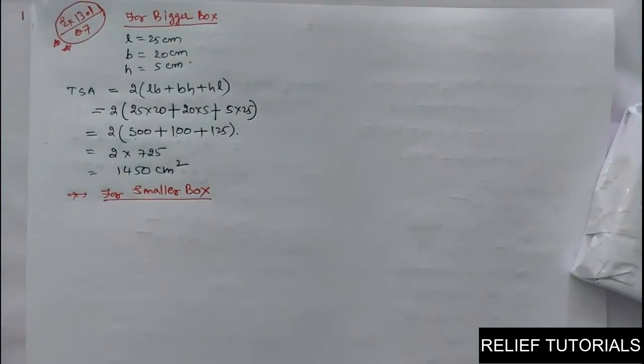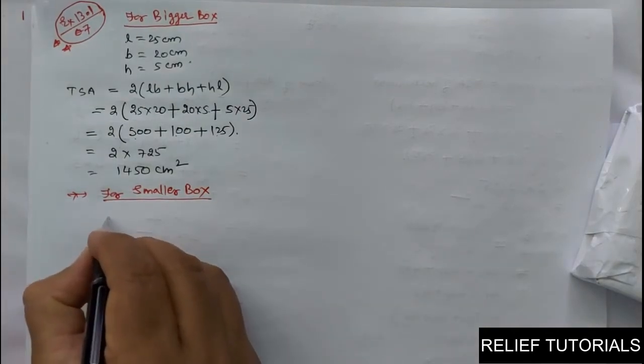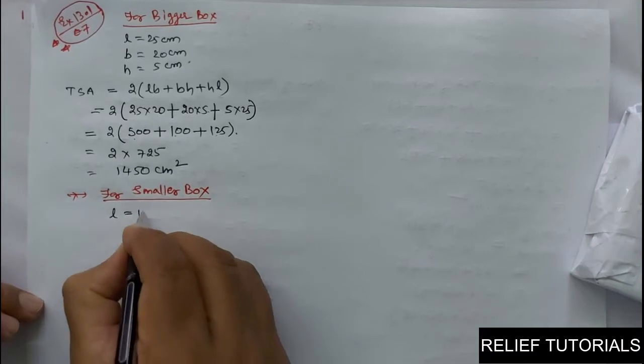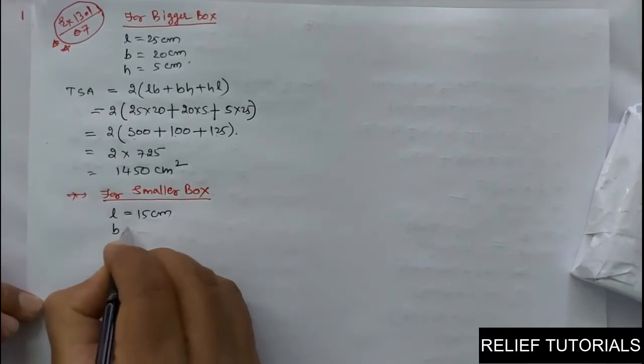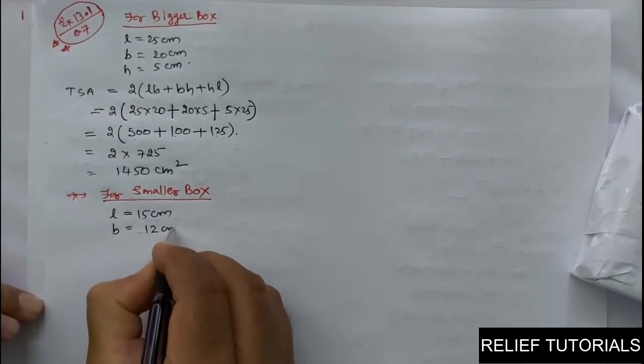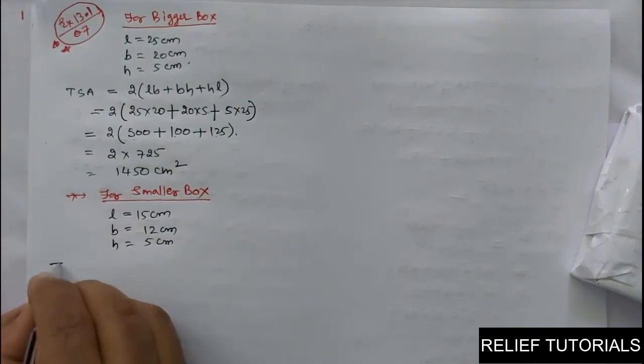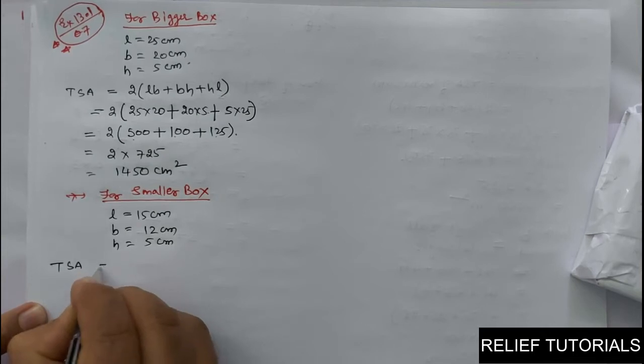Nothing you have to do, just find the area of one bigger box and the area of one smaller box. For the smaller box, length is 15 centimeter, breadth is 12 centimeter, and height of both the boxes is the same, that is 5 centimeter. Now we will find TSA, total surface area.